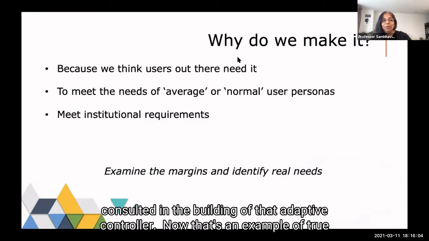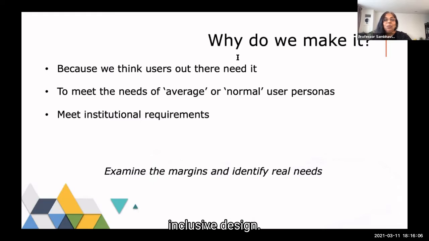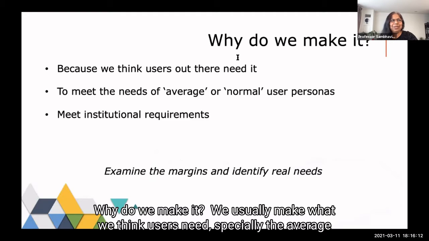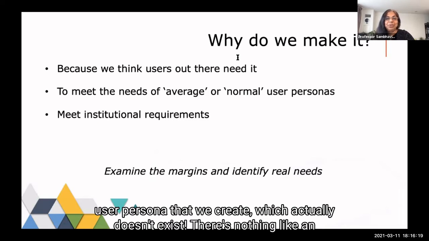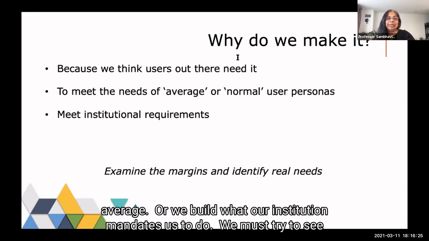Why do we make it? We usually make what we think users need, especially the average user persona that we create, which actually doesn't exist. There's nothing like an average. Or we build what our institution mandates us to do. We must try to see what the users in the edges actually need.